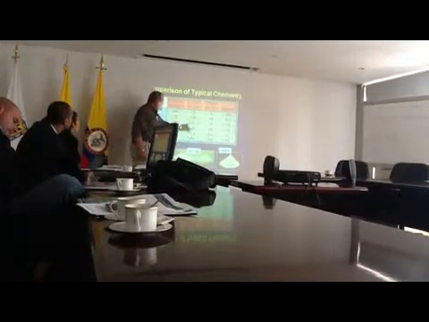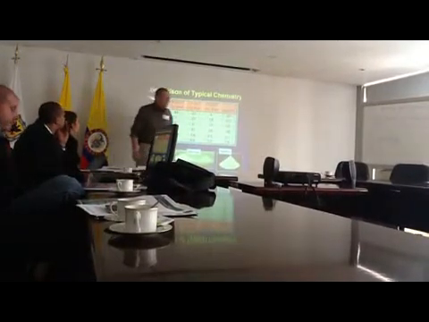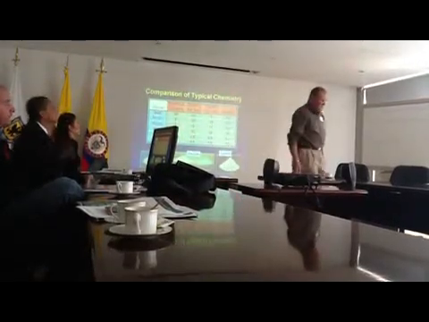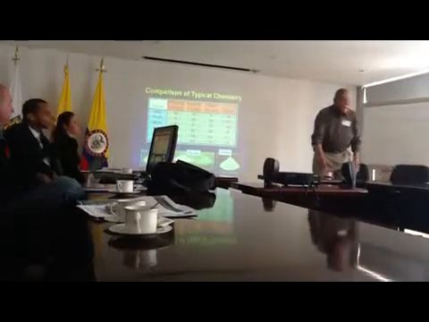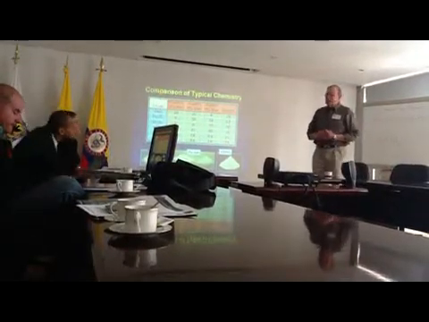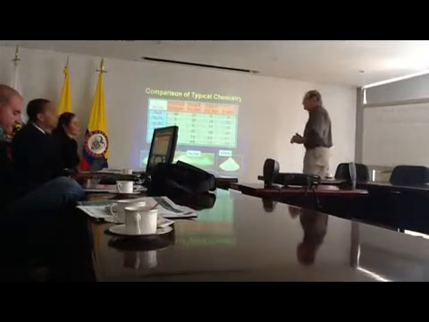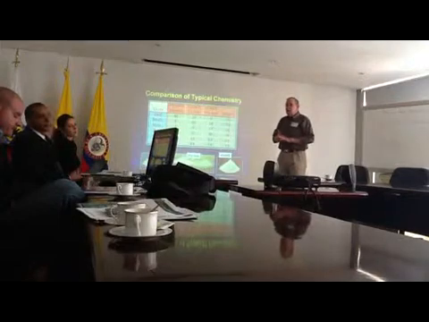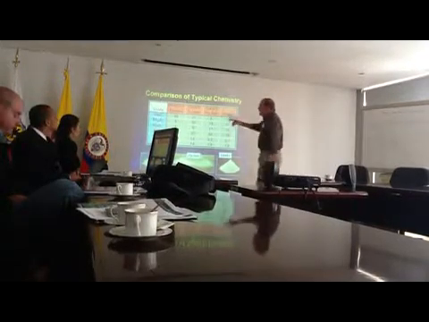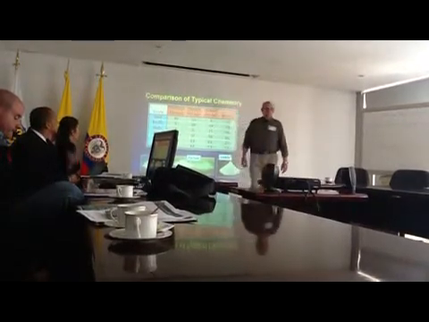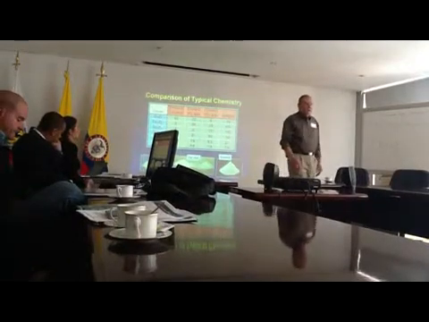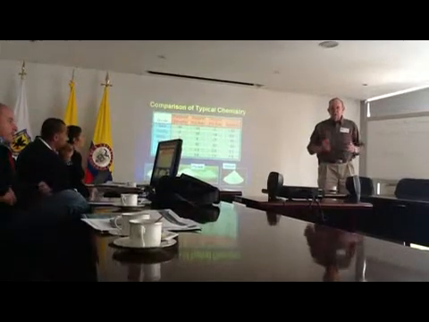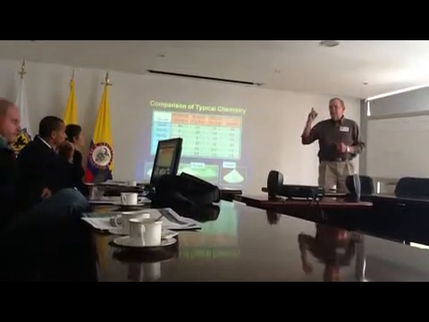This is Class C fly ash, and it gets its name from its designation of testing by ASTM C618. Okay, Class C fly ash comes from the result of burning subbituminous coal in a coal-fired generation plant for electricity.